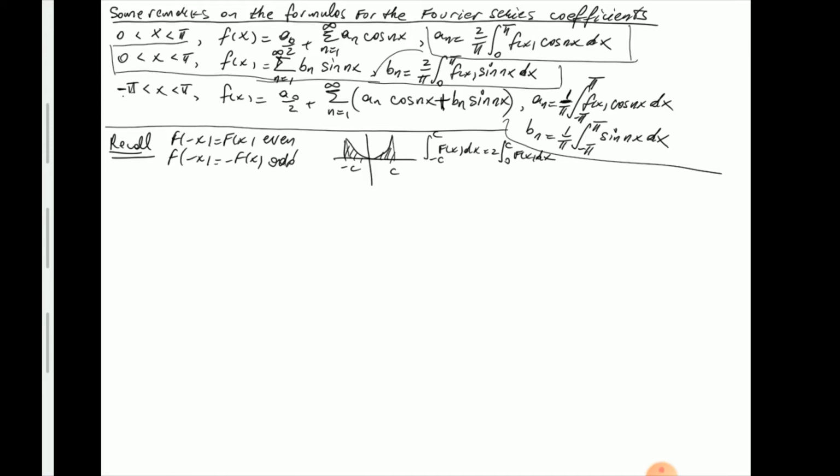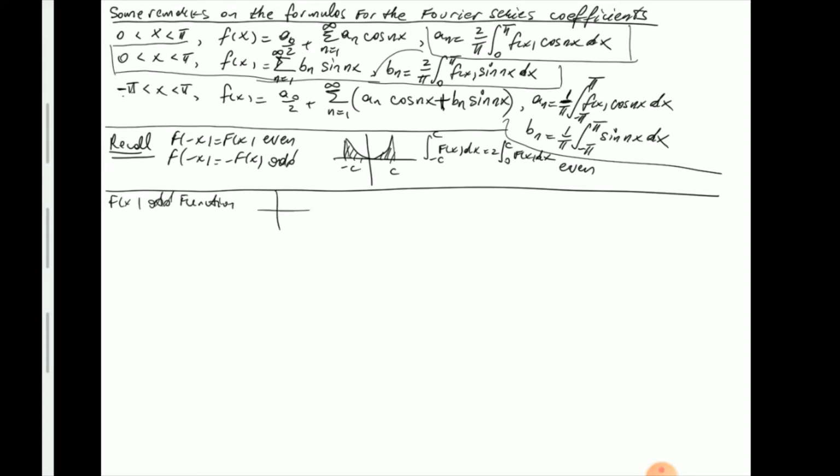And that's if it's even. If the function is odd, so let's say you have f of x an odd function, then the graph would look something like this. Not exactly like this all the time, but symmetric with respect to the origin. Then the integral from minus c to c of that function is going to be exactly zero because the two halves have equal areas, but one of them is below the x-axis, so it's with a negative sign. So it's like adding and subtracting the same area.